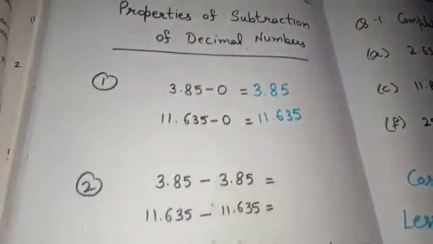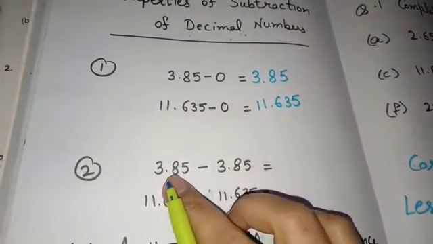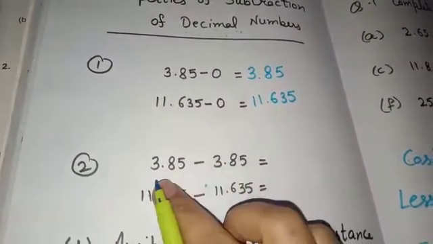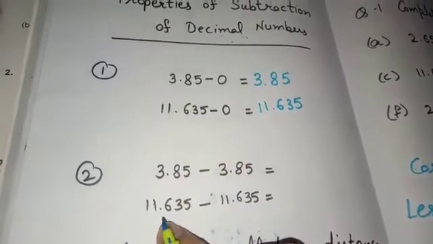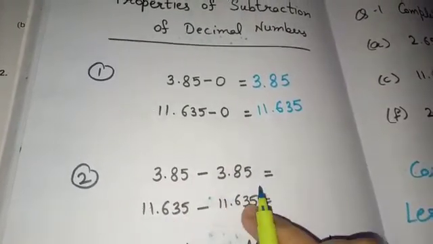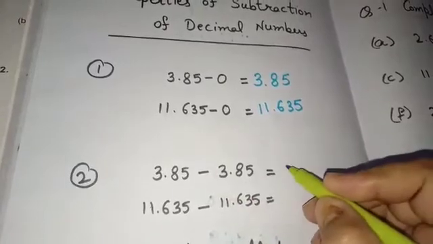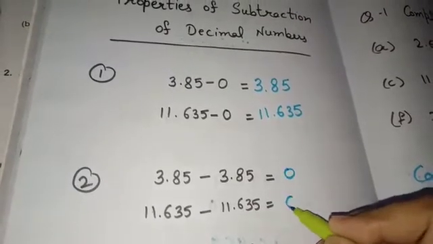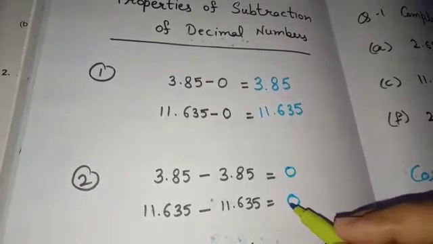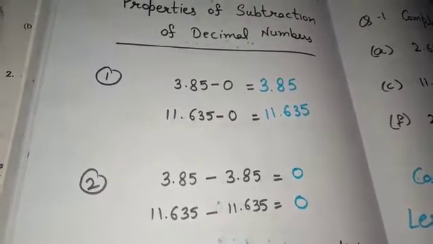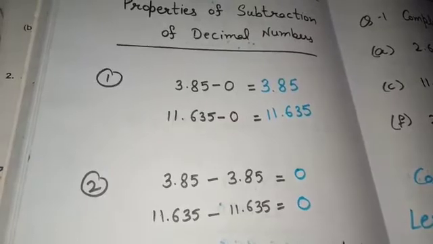The second property is when a decimal number is subtracted from itself. 3.85 minus 3.85 or 11.635 minus 11.635, the answer is always 0. This is the second property of subtraction, and with these two properties we will now start worksheet 5.